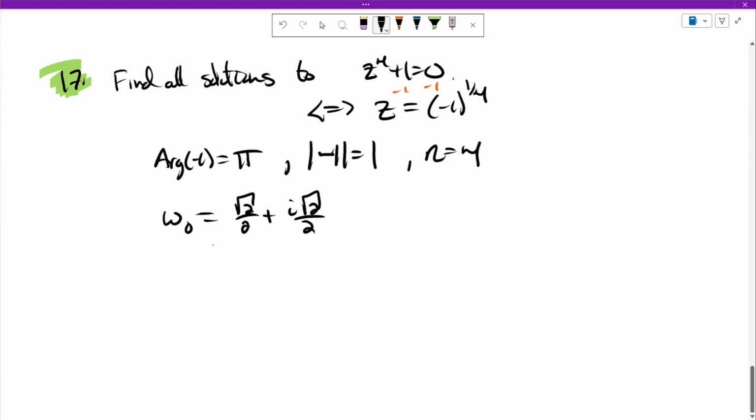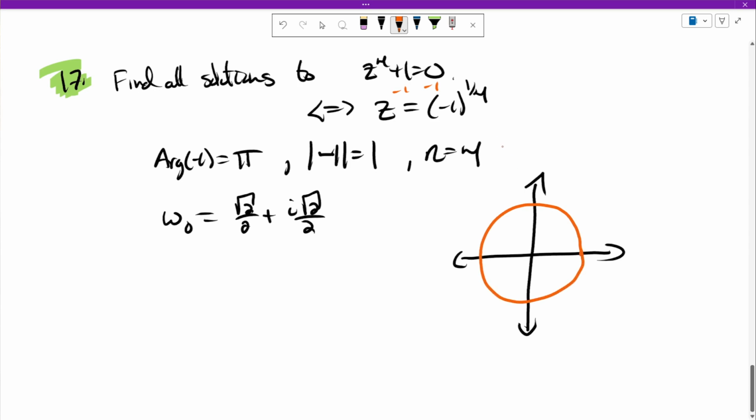The other ones were, if we were to look at our picture, we're not going to rely on the formula here. So here's our W0. The other ones were given by the 4 equally spaced points on the unit circle. Well, if this one has coordinates root 2 over 2 plus root 2 over 2 i, I think it's pretty easy to guess what the other coordinates are.